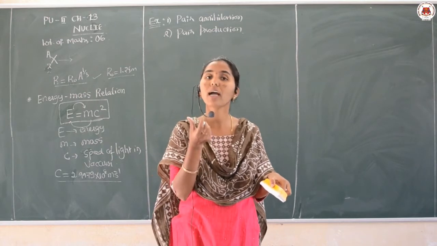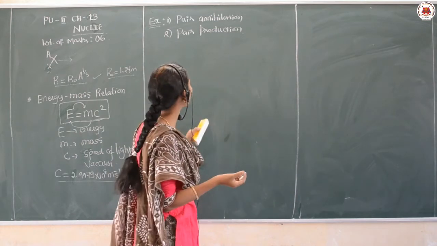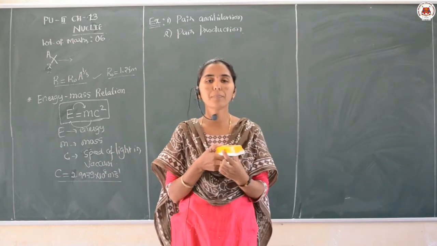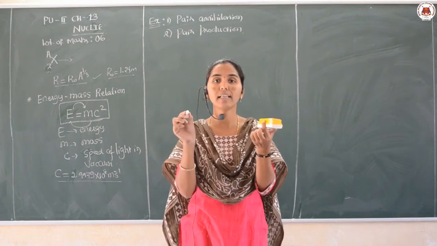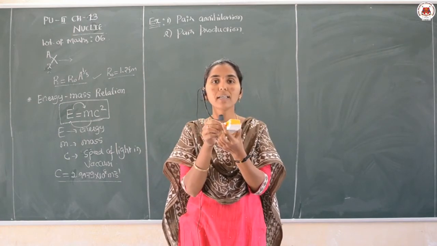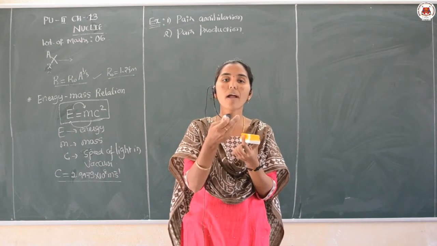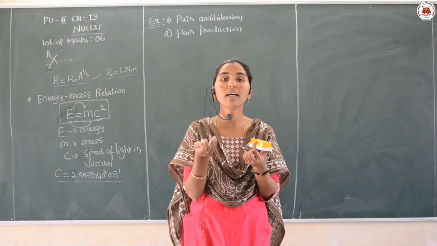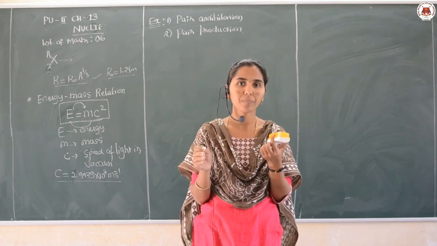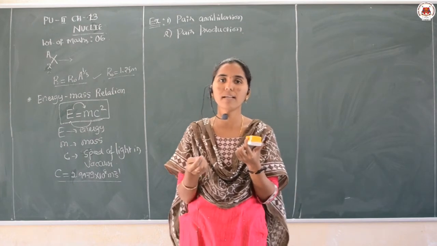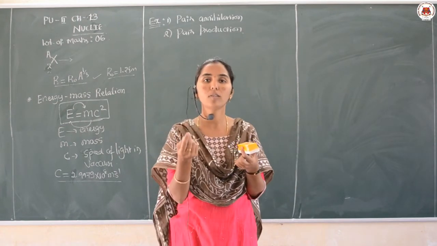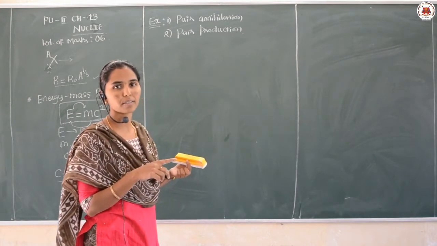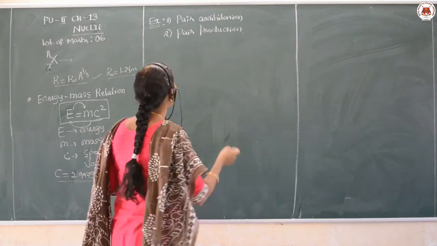In the form of gamma radiation. Such a process is called pair annihilation. That means the mass of the positron and the electron is destroyed and converted into energy, in the form of a gamma photon. In such a process, mass is converted into energy. That is called the pair annihilation process. Am I clear? Then pair production.